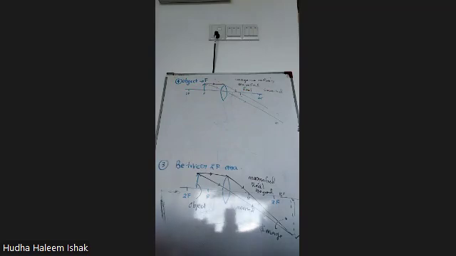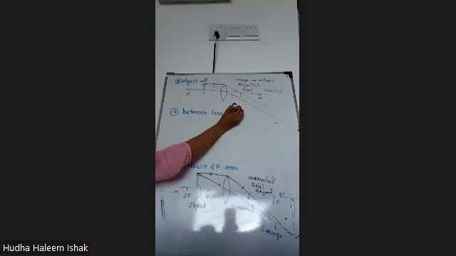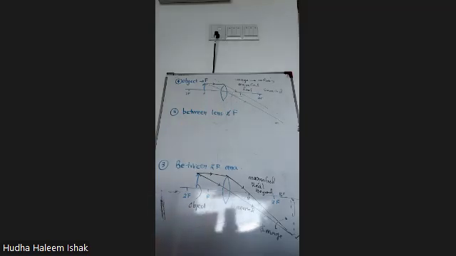Now we are moving to the last condition. We are going to keep the object between the lens and the focal point. Between the lens and F, we are going to keep the object. Let's see what happens here.